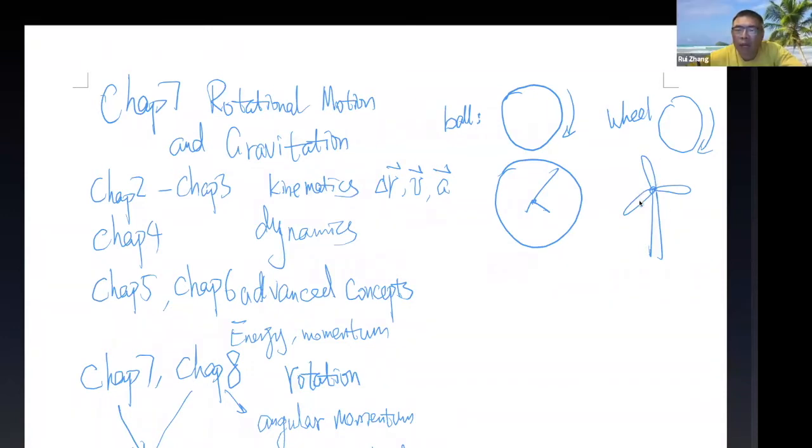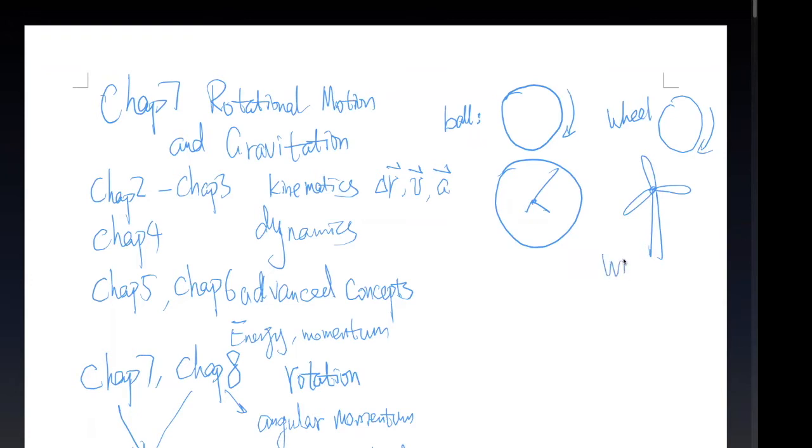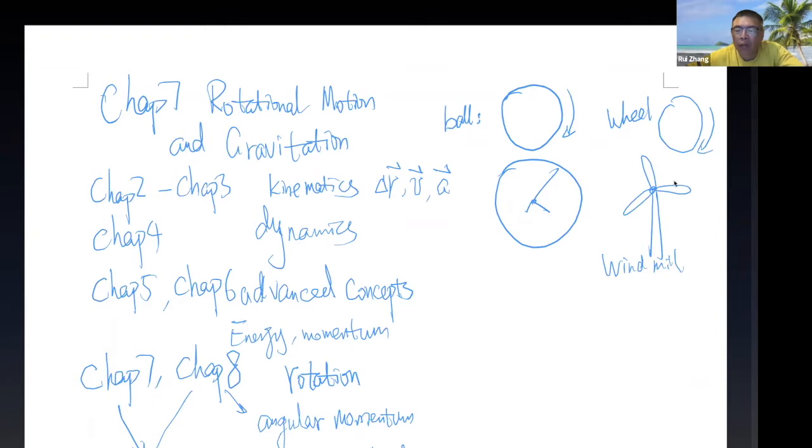What I really want to say is, when you drive to some rural area, you'll see a bunch of very high towers with huge fans on top of them. Yeah, windmills, right? You can produce electricity by using the wind power. So that kind of thing is certainly rotation, and actually, as we know, the Earth is rotating, right?